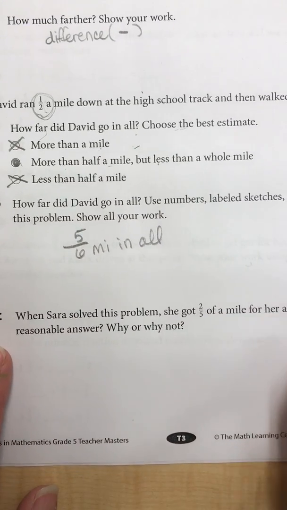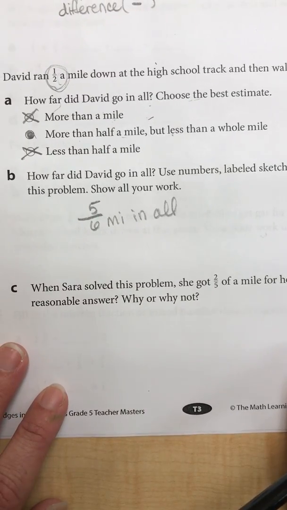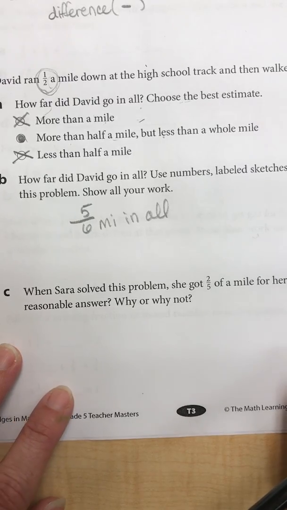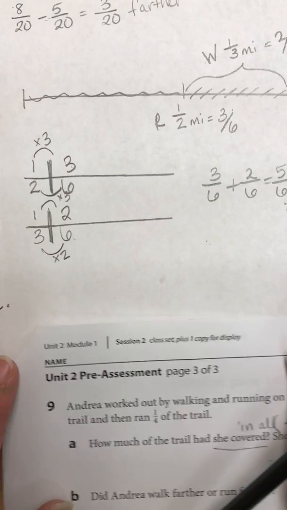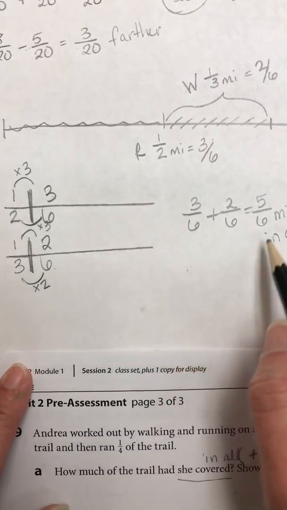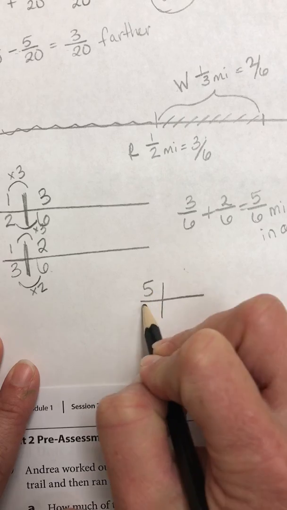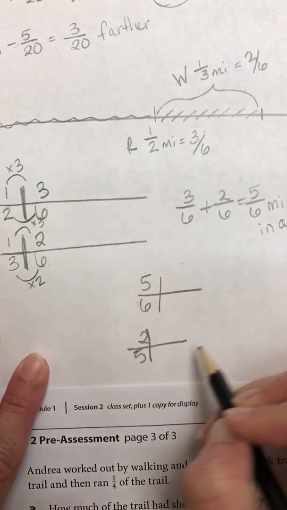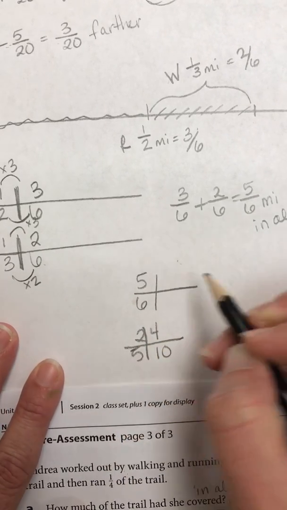The last one, when Sarah solved this problem, she got 2/5 of a mile for her answer. Is this a reasonable answer? Why or why not? Well, she got 2/5 and we got 5/6. So what do you think she might have done? Let's see. 5/6, and she got 2/5. Is there any way that these can be the same?